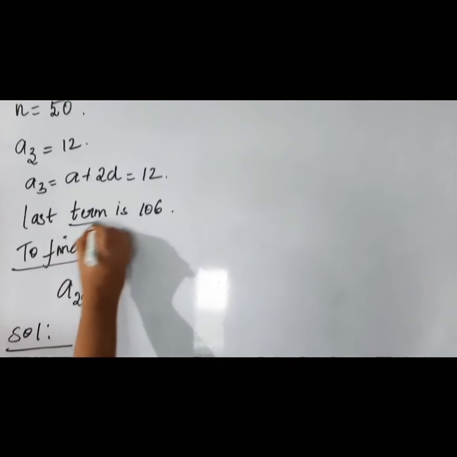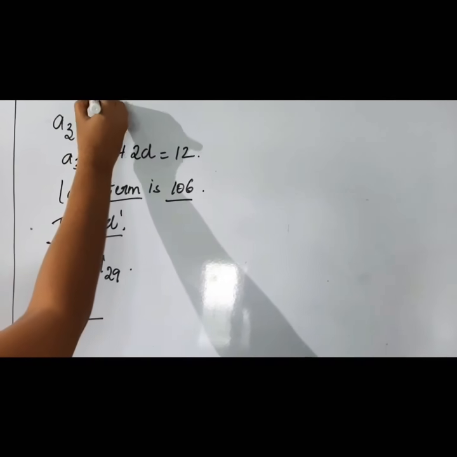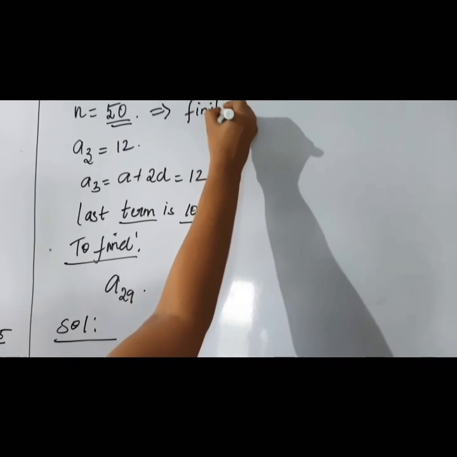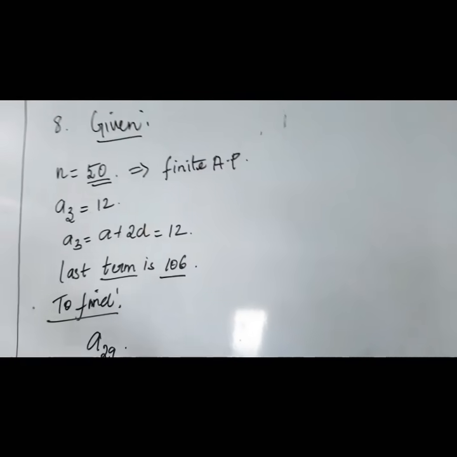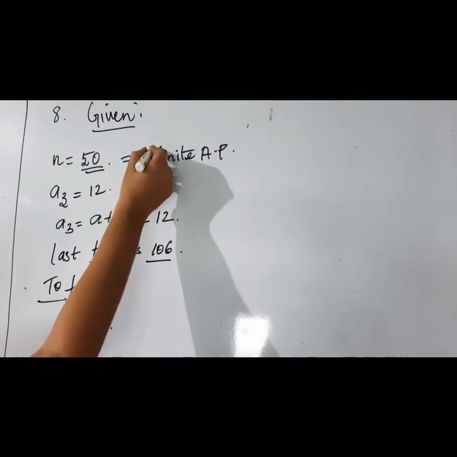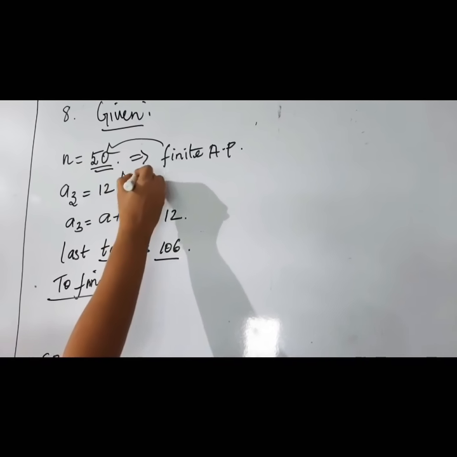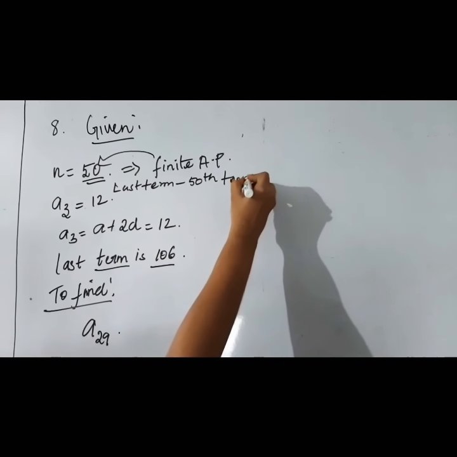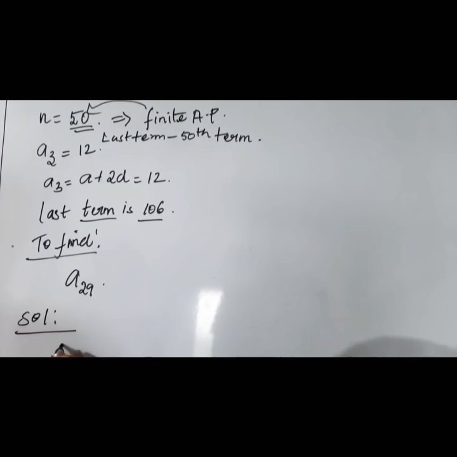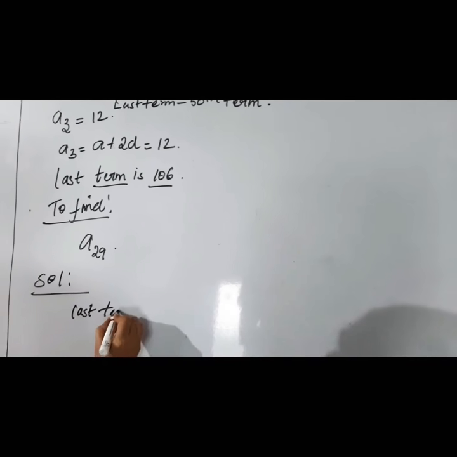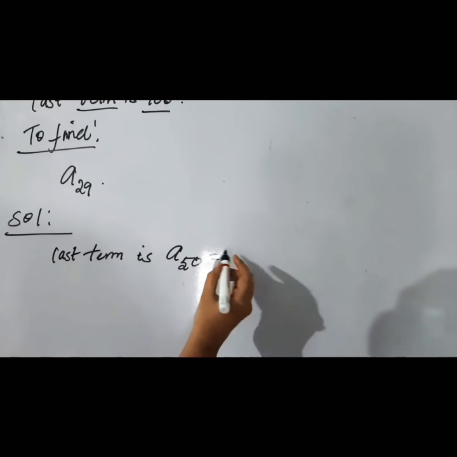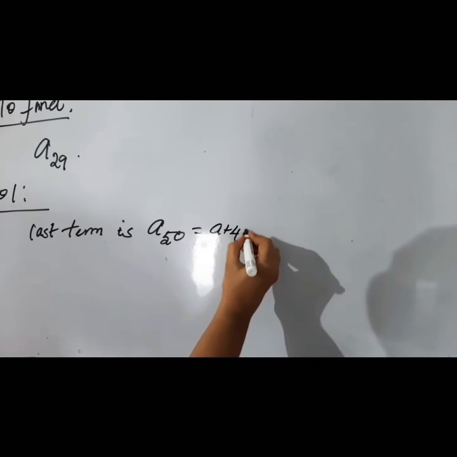Let's start solving the sum. N is given, A3 is given, fine. What is the last term? Here they said N is equal to 50. What does it mean? The given AP is a finite AP. If it is a finite AP, then what is the last term? The last term is the 50th term. Therefore, the last term is A50, which can be written as A plus 49D.